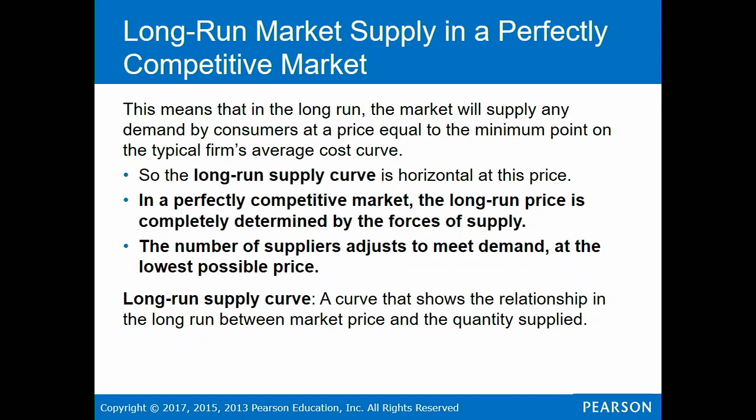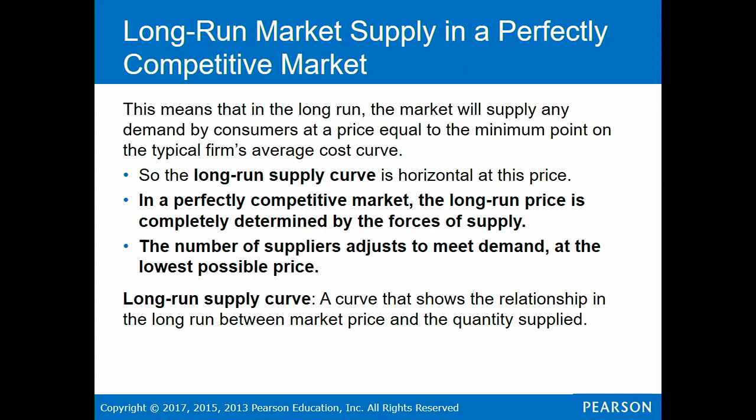You can think of the long-run supply curve as being horizontal at this price. So basically, what this means is that the long-run price is determined by supply. For each typical firm, the demand is horizontal, so no matter how much a firm produces, consumers are going to be willing to buy at that market price. We end up with supply being the determinant of equilibrium in this market.